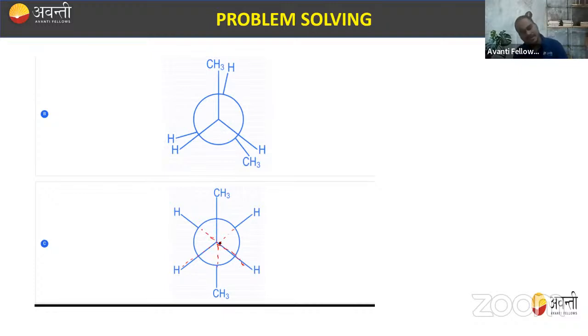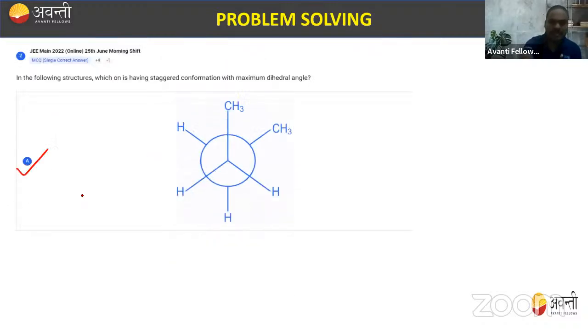Right, so they all are divided into 3 and 3. That is 90, 90, 90 degrees. So the maximum angle is present here. Out of these four, the maximum angle is in C. So this is the correct one.